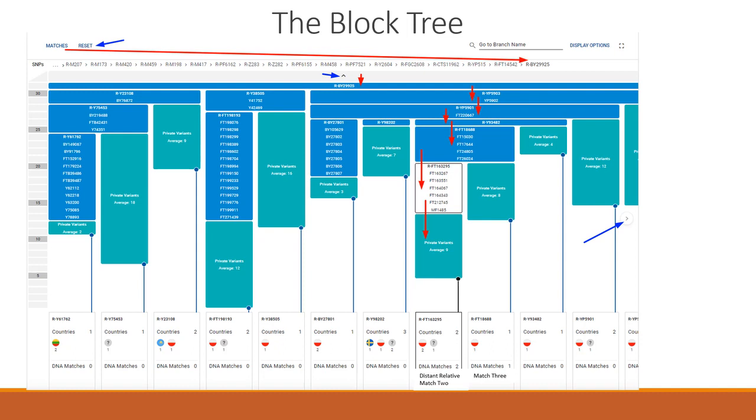One last thing while we're here, you can see I had mentioned the little blue arrow pointing to the upward arrow on the gray bar at the top of the screen, that can take you up the haplotree. You can also see that the block tree kind of goes off the page over on the right, and there is a little arrow in a circle that you can click to take the screen over to the right. And also, if you go somewhere else on the haplotree and you need to get back to where you started, up in the top left corner there is a reset button.